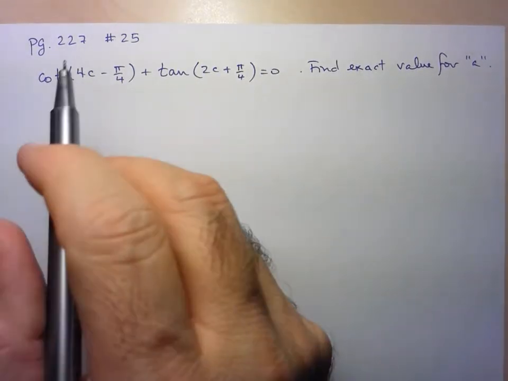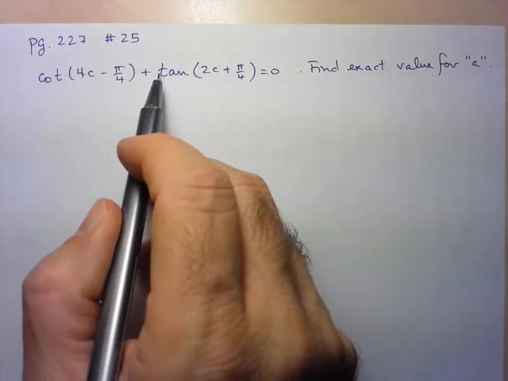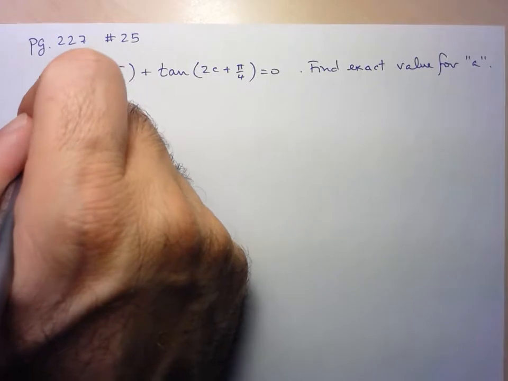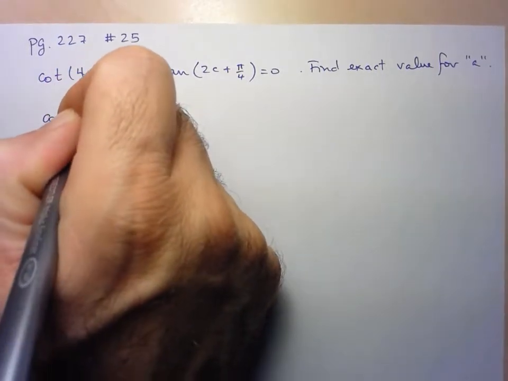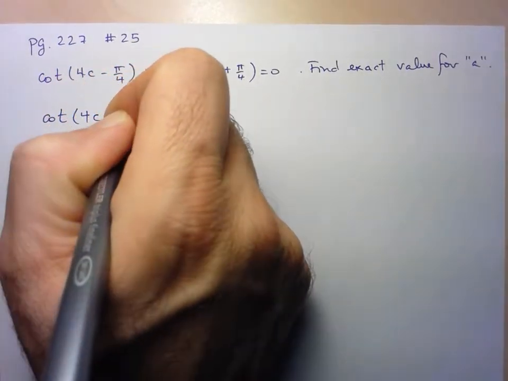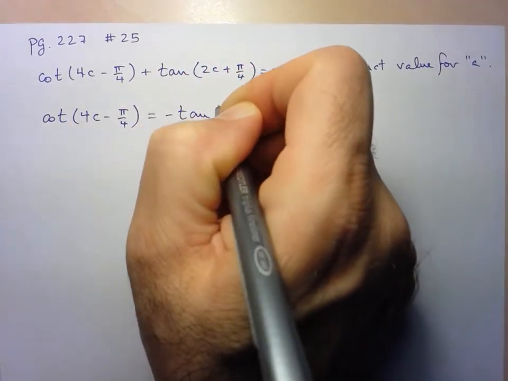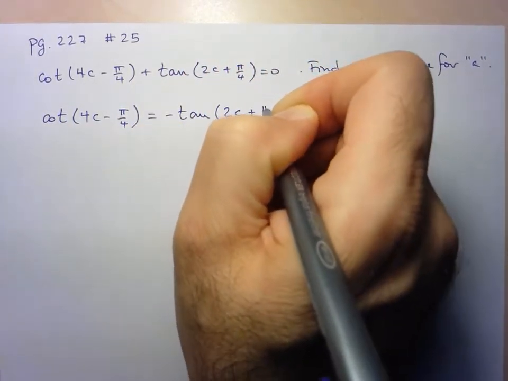Okay, so this is where hopefully you think of actually taking one of these to the other side of the equation. So let's say I take the tangent to the other side of the equation, and I rewrite this equation as cotangent of 4c minus pi over 4, okay, equaling negative tangent of 2c plus pi over 4.